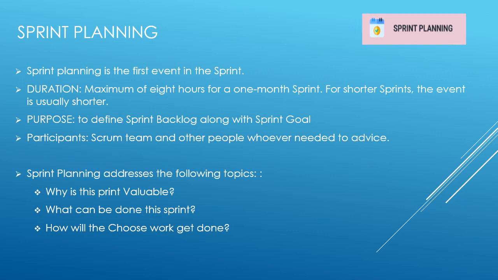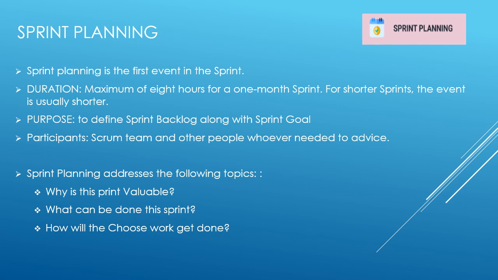Sprint planning. Sprint planning is the first event during the sprint, and it lays out the work to be performed for the sprint. Sprint planning is time boxed to a maximum of 8 hours for a 1 month sprint. For shorter sprints, the event is usually shorter. Purpose of this event is to agree on the sprint goal and define the sprint backlog. In this event, the Scrum team participates along with other people who are needed for advice.